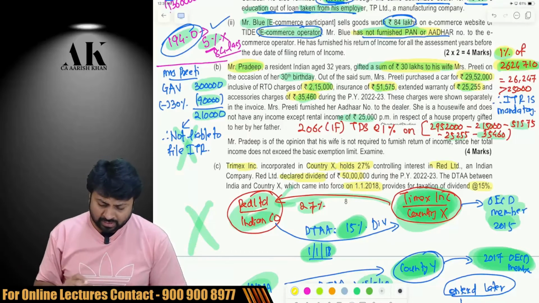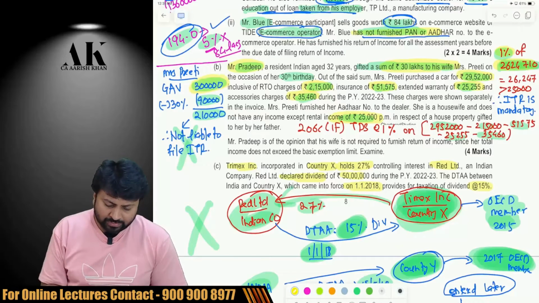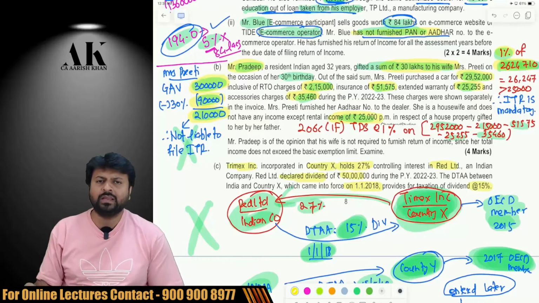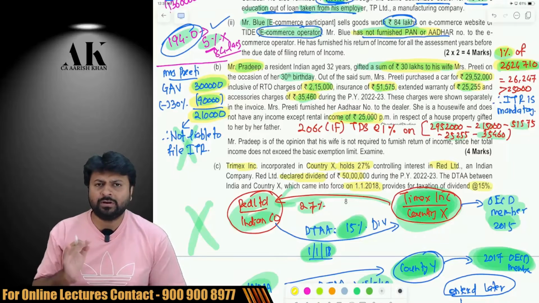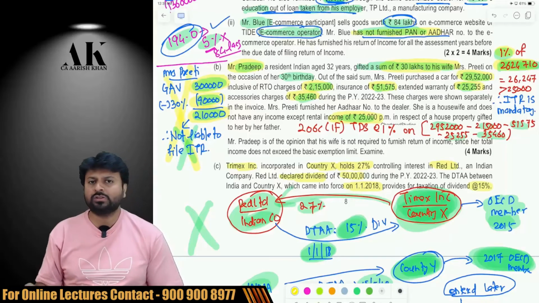Apart from this, the wife does not have any other income. She only has a rental income of 25,000 rupees per month, which will come to 3 lakh rupees. 90,000 will be the standard deduction which she will get, and 2,10,000 will be the total income of the wife. So the wife's total income in the current year is only 2,10,000. The question is, is she liable to file the return? As per this amount, she is not liable to file the return.